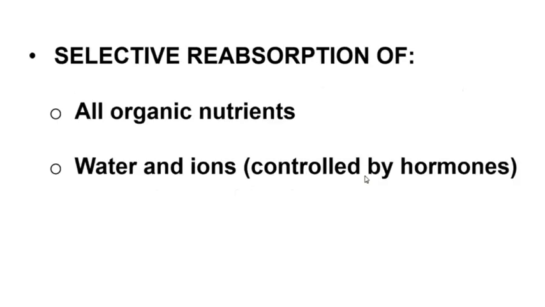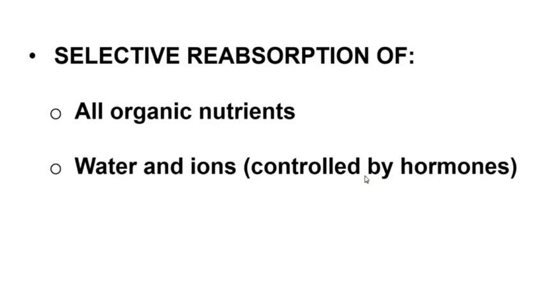So what we mean when we talk about tubular reabsorption is a very rapid reclamation of some of the tubule contents, and that reclamation is moving selected substances from the filtrate in the renal tubules to the peritubular capillaries that run in close proximity to those renal tubules. So we're looking at selective reabsorption of all of our organic nutrients. This is things like glucose, amino acids, vitamins, and things like that.